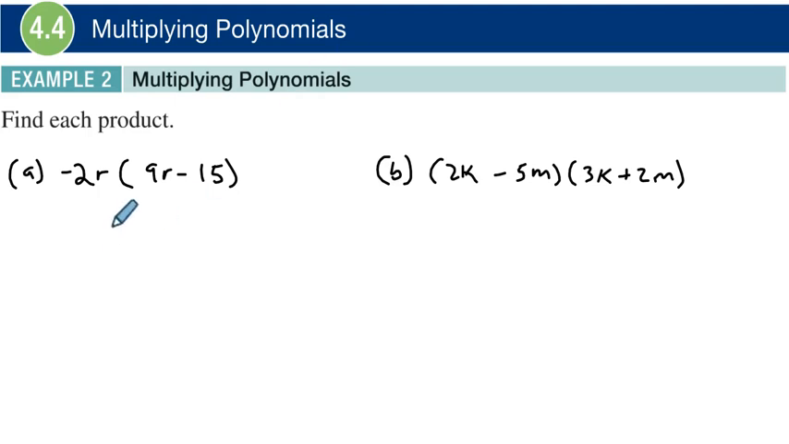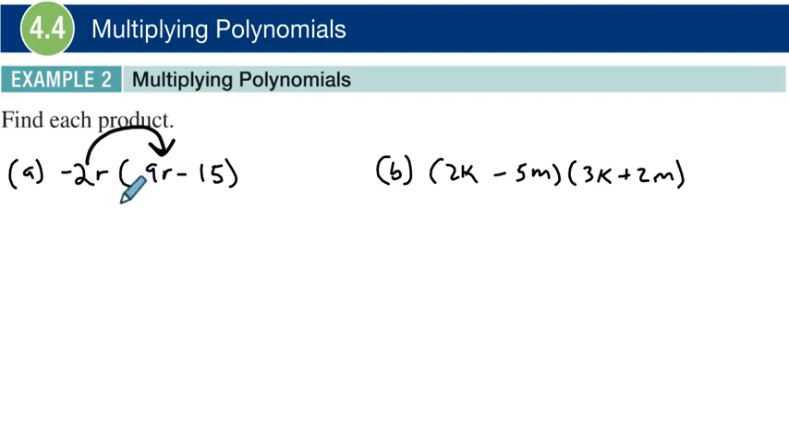All right, so the way that this works here is we're going to use the distributive property. Any number that is being multiplied by something in parentheses, whether it's a binomial, trinomial, or polynomial, doesn't matter, we want to distribute whatever's outside to what's inside of it. So this means right here, negative 2r times 9r.